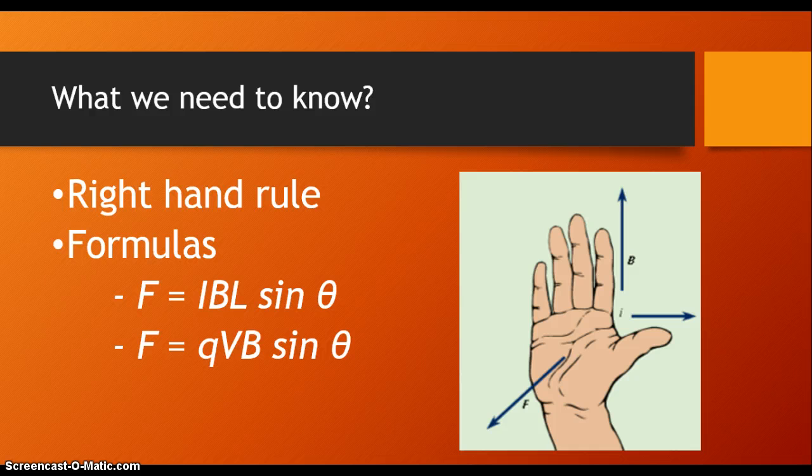F equals I, which is the current, B, magnetic field, and L, length of the wire, sine theta. And F equals Q, which is a charge, V, velocity, and B, again, magnetic field of the object.